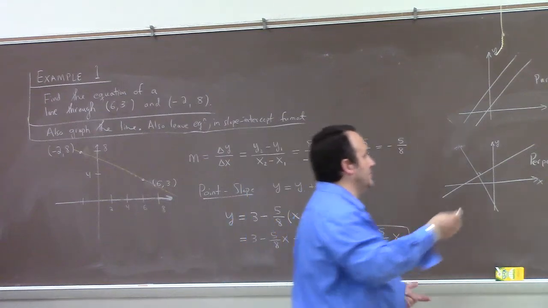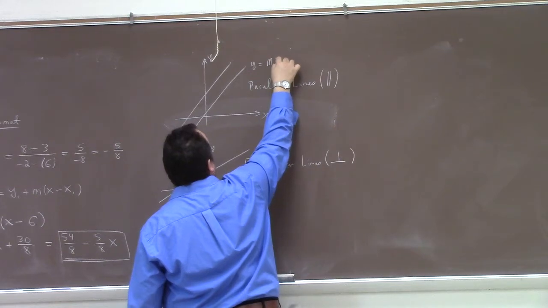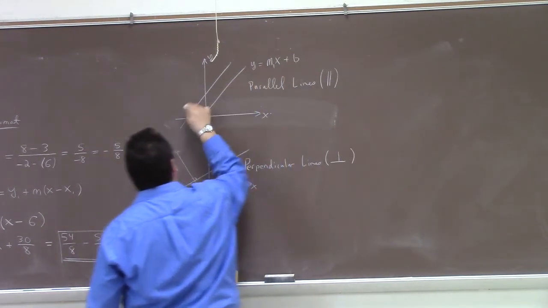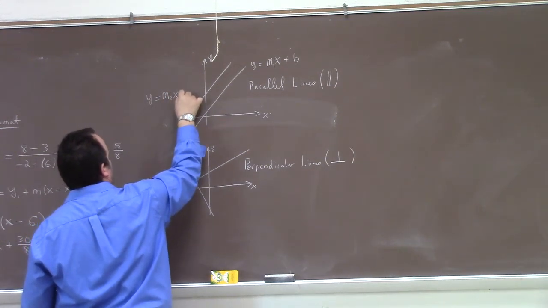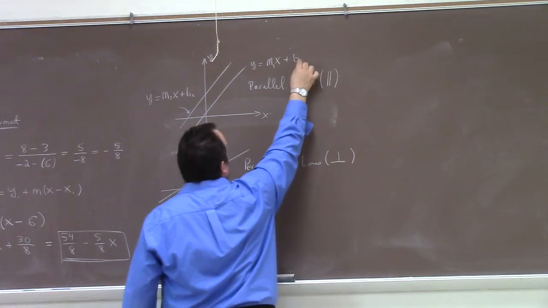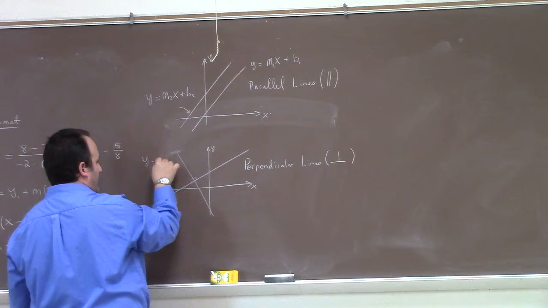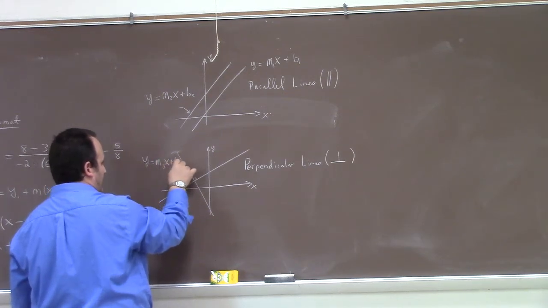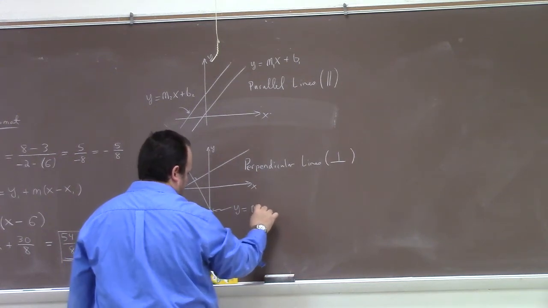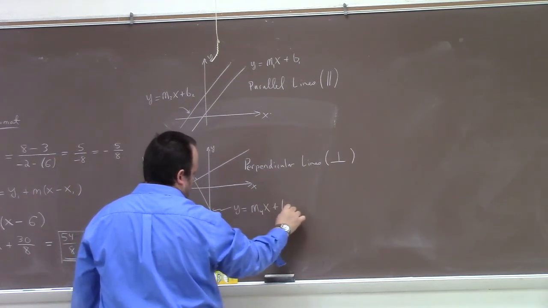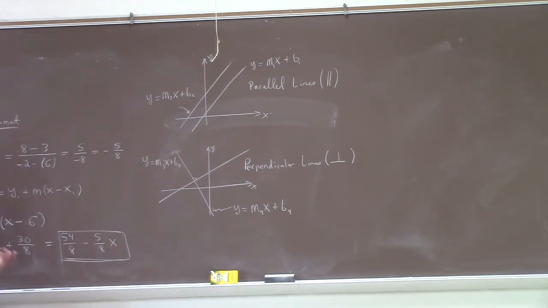Okay, so let's suppose then that we have y equals m1x plus b1 for this one, and for that one, we have y equals m2x plus b2. Likewise, down here, I'll say this one is y equals m3x plus b3, and I want this other one to be y equals m4x plus b4. What I want to ask you is, how are m1 and m2 related?